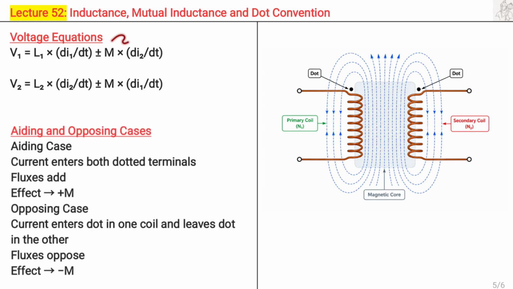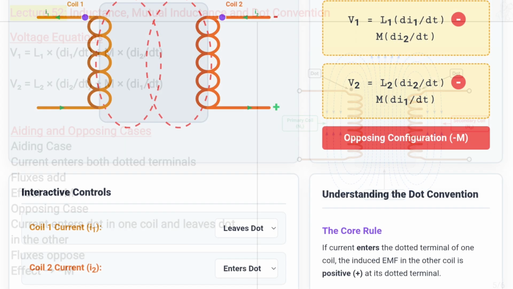So based upon these equations, there can be two cases, aiding or opposing, which defines whether the sign will be plus or minus. So if current is entering the dots on both sides, then the polarity will be aiding and we will use the positive sign. And if current is entering the first dot and leaving the dot on the secondary side, then it will be an opposing case and the effect will be negative. So let's move on to the animation to see all the respective cases. So let's start with case 1.